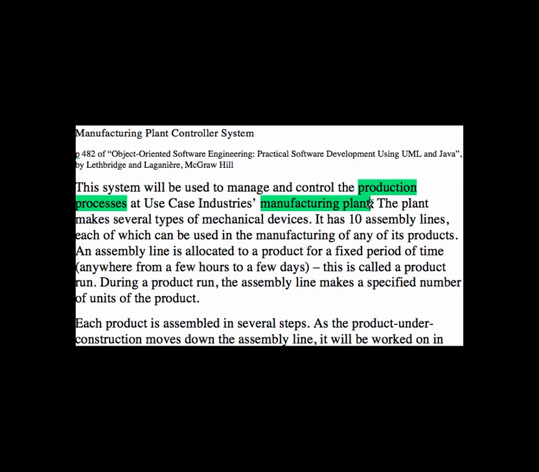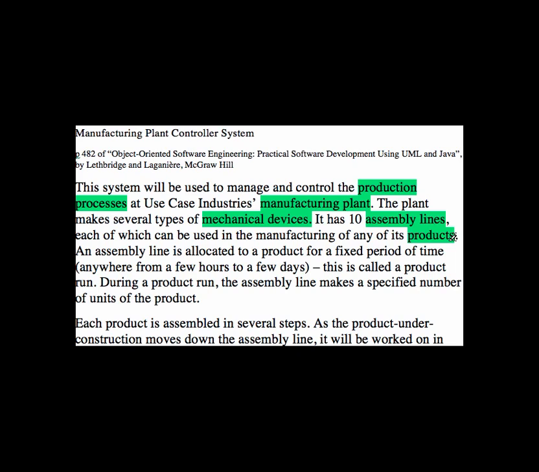The plant makes several kinds of mechanical devices. So let's try selecting mechanical devices. That's another possible noun. It has 10 assembly lines. Let's highlight assembly lines as a possible class, each of which can be used in the manufacturing, no nouns there yet, of any of its products. That's an interesting one. Product. So we're going to select this notion of product.